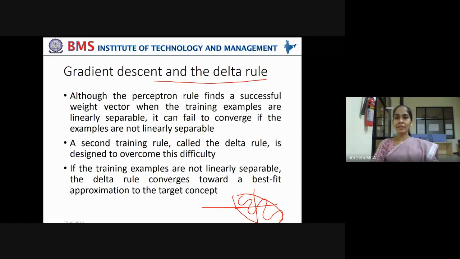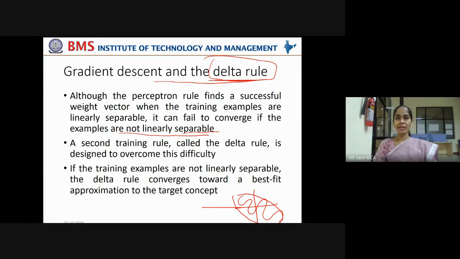Okay, now this is a new concept, right? I haven't done it in the last class. Pay attention, students. Although the perceptron rule finds a successful weight vector when the training examples are linearly separable, it can fail to converge if the examples are not linearly separable, right? This is how I have set the context for you. I have set the platform for you in order to go further to learn this delta rule. Okay, so you understood this point.